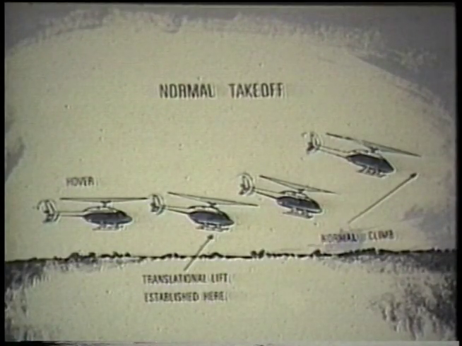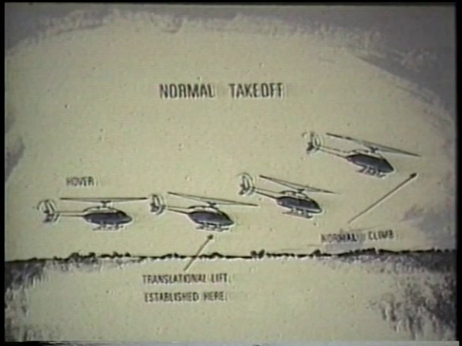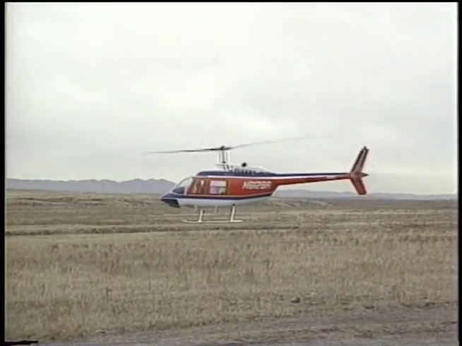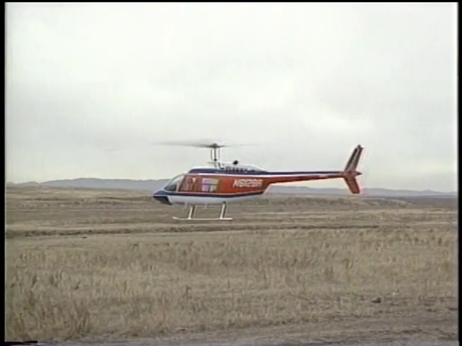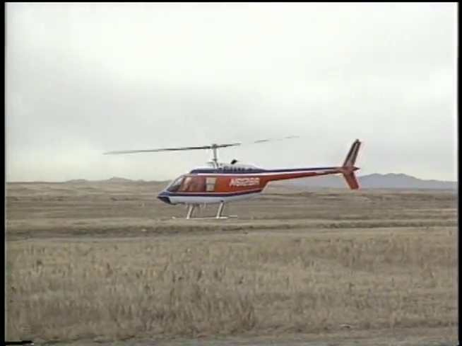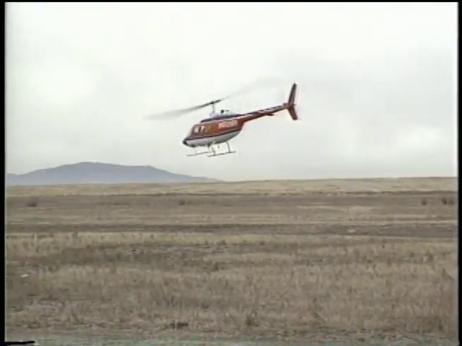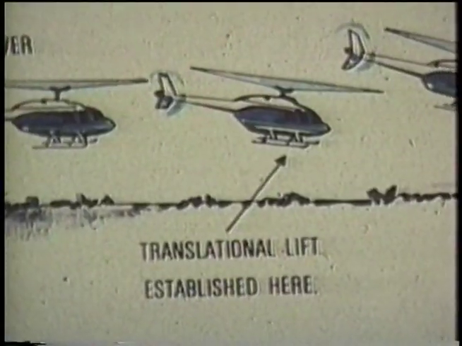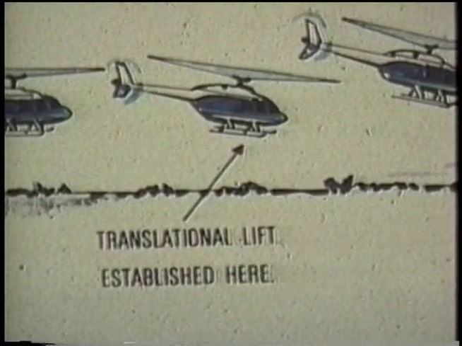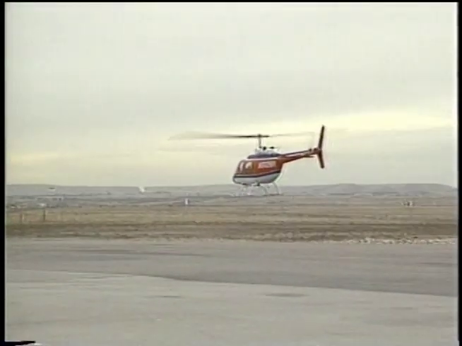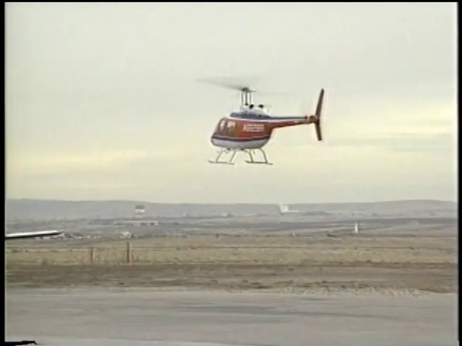A normal takeoff consists of bringing the helicopter up to an in-ground effect hover and translating the helicopter into forward flight. Additional lift is created as the helicopter moves from the turbulent air created from hovering to undisturbed or clean air in forward flight. This is called translational lift. Translational lift occurs at about 15 to 18 miles per hour.